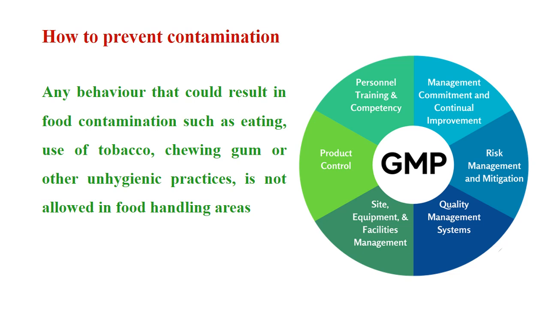In the diagram, once again we can see the different components like management commitment, risk management, quality management system, equipment and facilities management, product control and personnel training. These are the different aspects of good manufacturing practices.